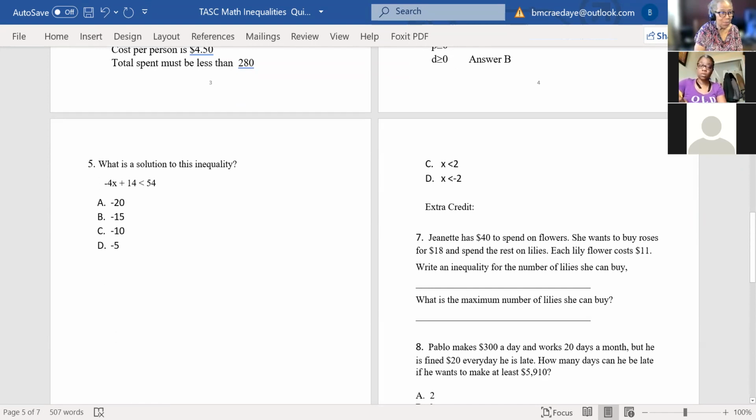What is a solution to this inequality? I'll give you a few minutes. Did you do yours, Maureen? Okay. Well, let's just see. We'll give Vanessa a chance to work on it.